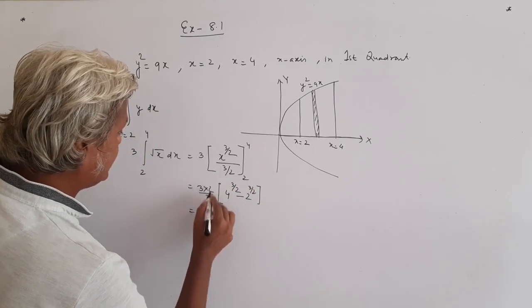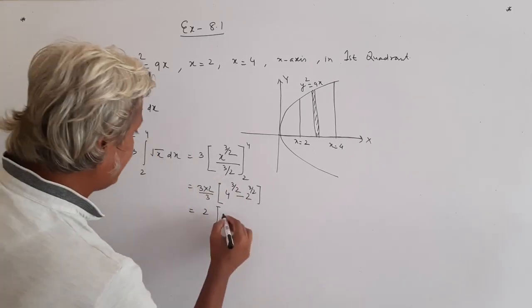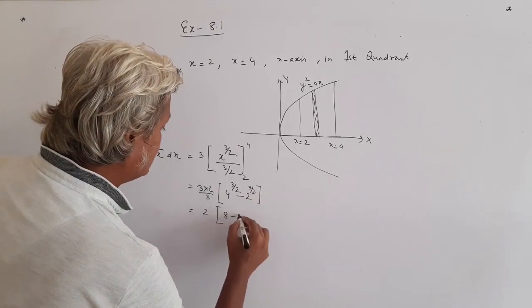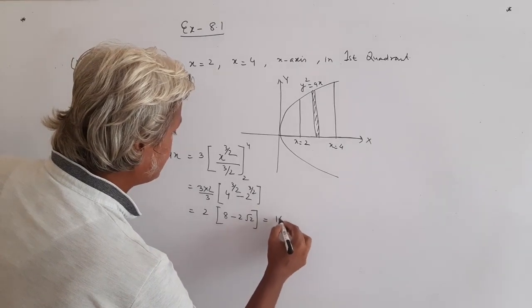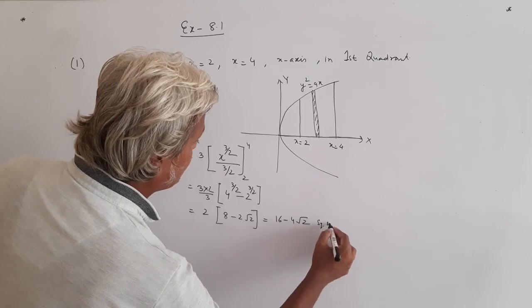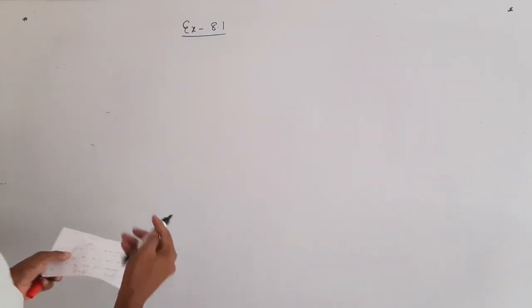So the 3 cancels, 4 to the power 3 by 2 is 8, minus 2 to the power 3 by 2 is 2 root 2. So your answer will be 16 minus 4 root 2 square units. Done. Now question number 3.